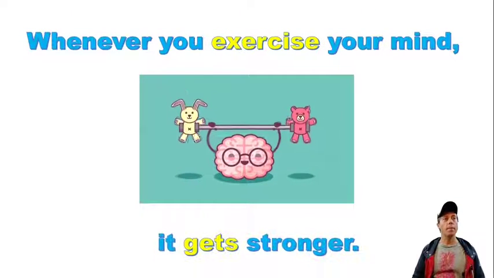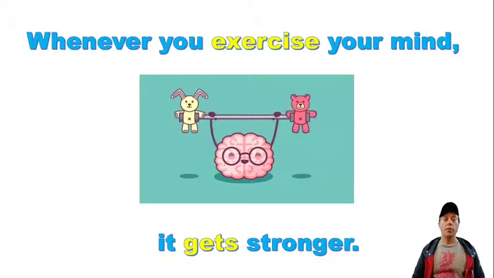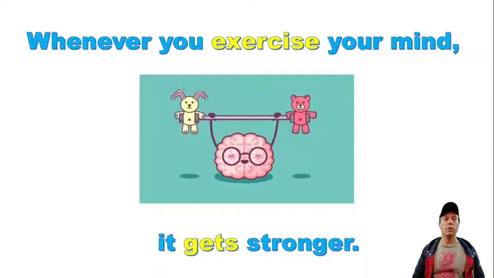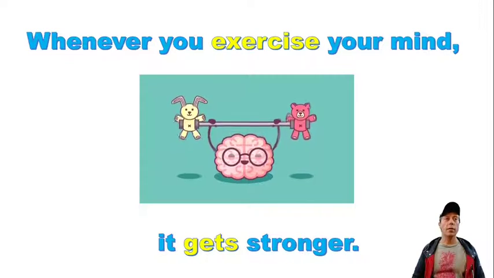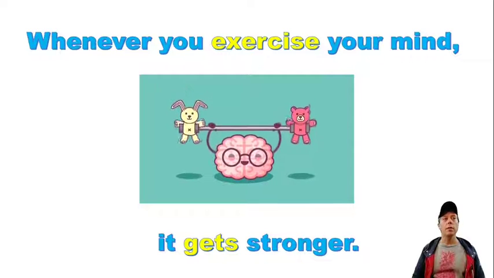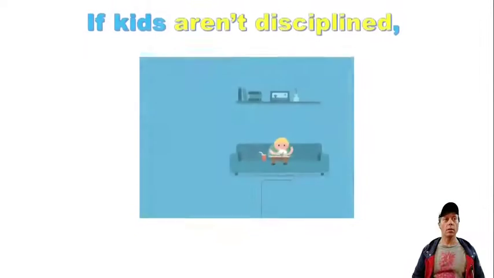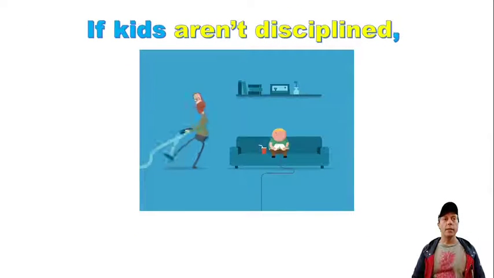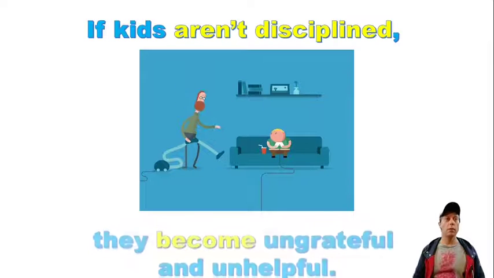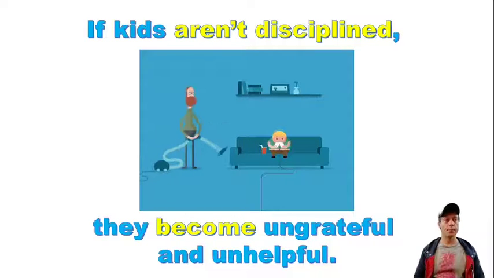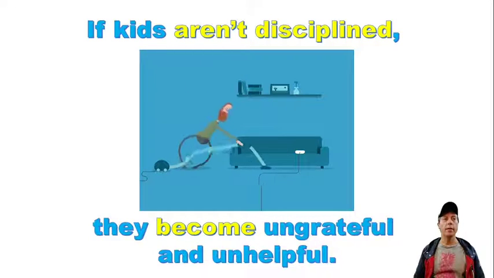Here's another example. Whenever you exercise your mind, it gets stronger. This is a general truth. So we're using the present simple in the cause and the present simple in the effect. And the connection word here, or conjunction if you prefer, is whenever, which basically means every time. Another example. If kids are not disciplined, they become ungrateful and unhelpful. That's a general truth. It's just something that's generally true all the time. Once again, you've got present simple in the cause and present simple in the effect.